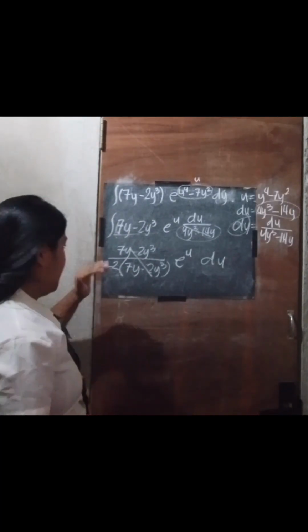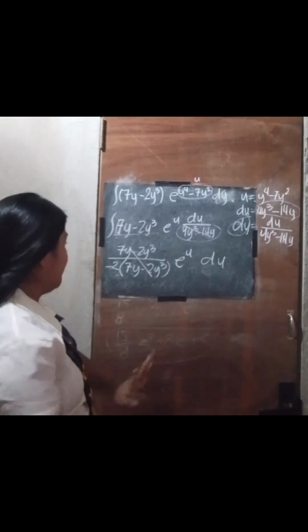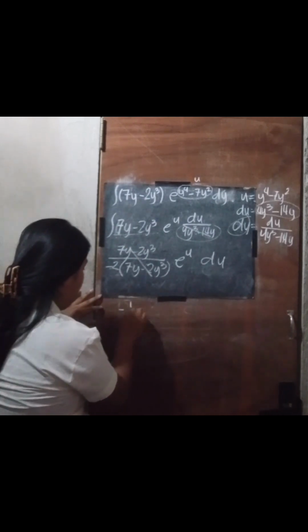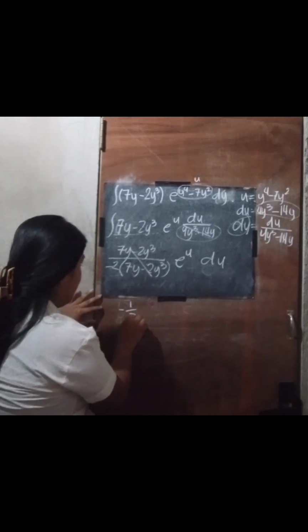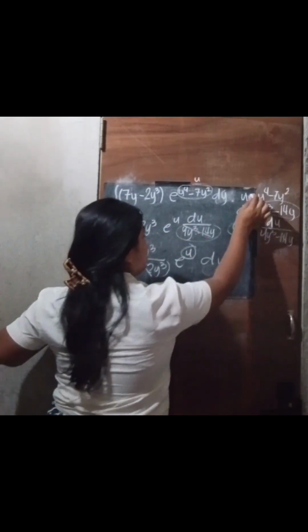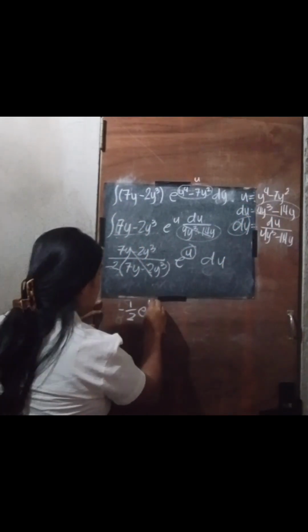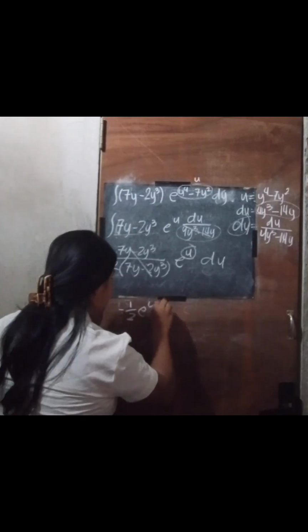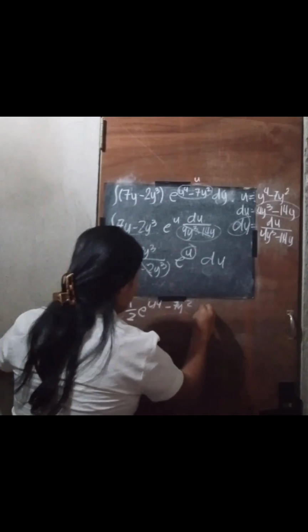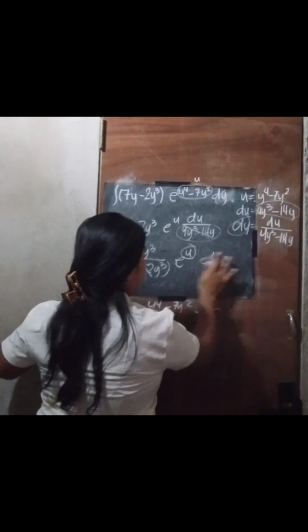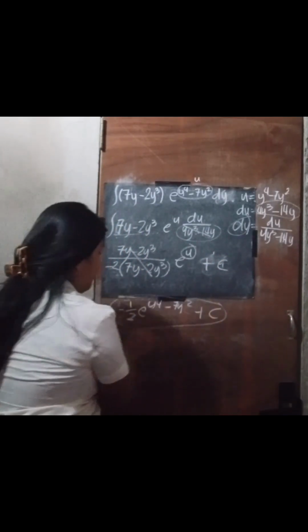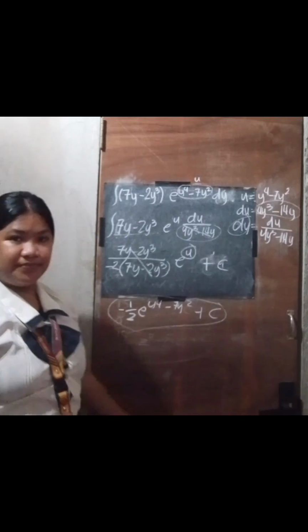So, let's get the final answer. It becomes negative 1/2 times e, and we substitute the given u. So, it becomes y raised to 4 minus 7y squared, then plus c. So, this is the final answer.